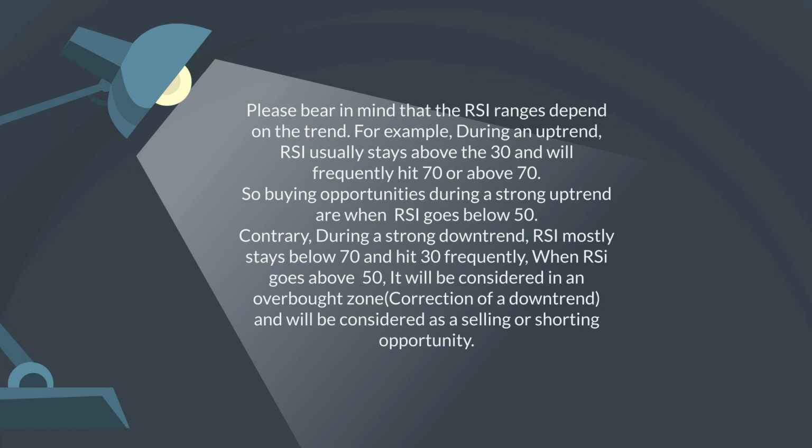For example, during an uptrend, RSI usually stays above 30 and will frequently hit 70 or above, so buying opportunities during a strong uptrend are when RSI goes below 50. Conversely, during a strong downtrend, RSI mostly stays below 70 and hits 30 frequently, and when RSI goes above 50, it is considered an overbought zone, a correction of a downtrend, and will be considered a selling or shorting opportunity.